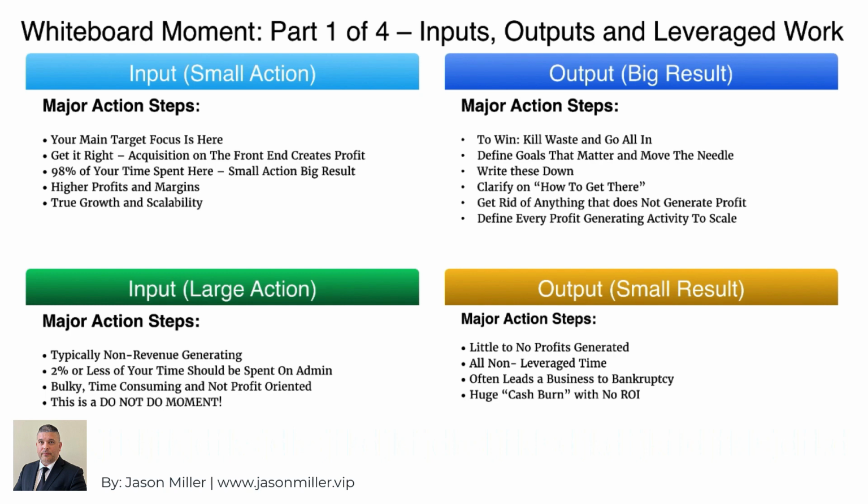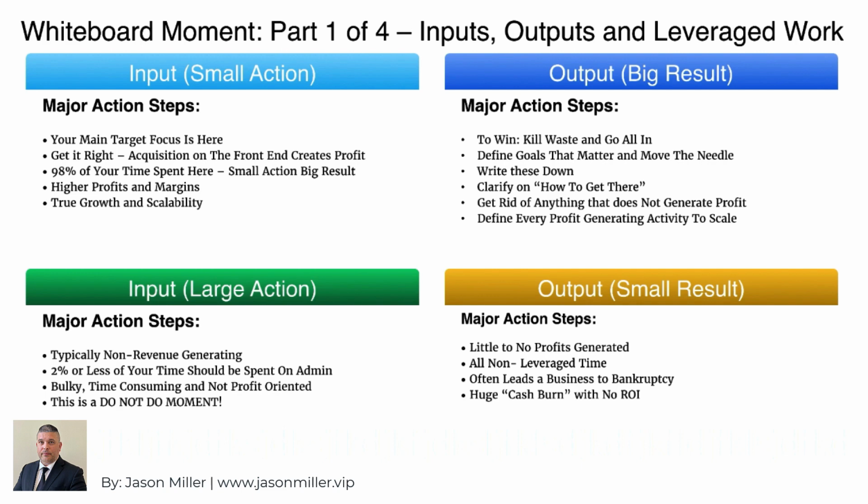Acquisition on the front end, for example, that's what creates profit. Okay, that's an input, and it's a small action because that acquisition could be paid advertising, it could be your sales force, it could be many things. But those are actions that don't require you physically to do something. So that acquisition is a small action leveraged to create a big result. Okay. 98% of your time should be spent here, and this creates higher profit margins. And the whole point is this gains us true growth and scalability.